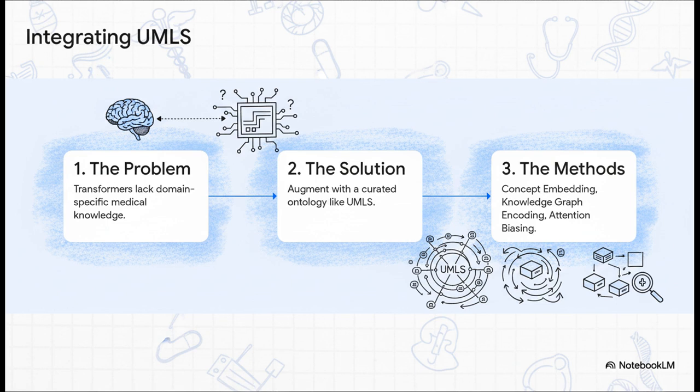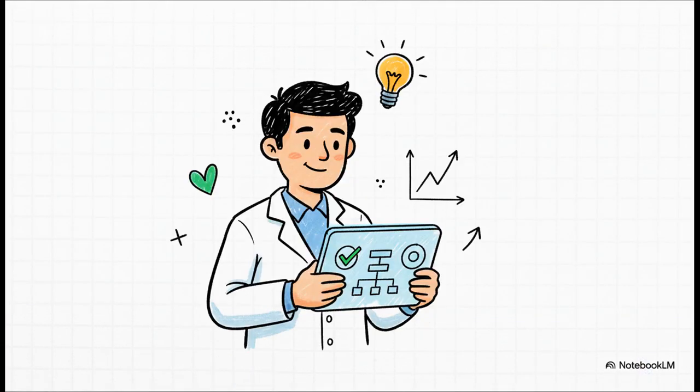First, you state the problem. Transformers are language wizards, but they don't know a thing about medicine out of the box. Second, you propose the solution. We can inject that expert medical knowledge using a structured system like UMLS, the Unified Medical Language System. And finally, and this is where you get the top marks, you explain exactly how you would do it. You need to mention specific technical methods, like concept embedding or biasing the attention mechanism to pay more attention to known medical relationships.